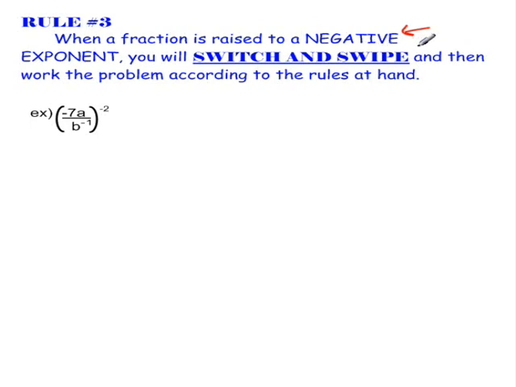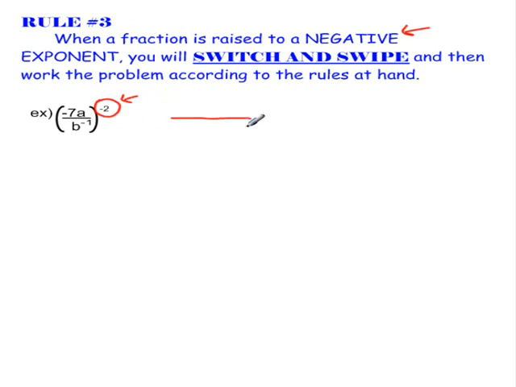So again, when a fraction is raised to a negative exponent, you will switch and swipe and then work the problem. Take this one example here. We've got negative 7a over b to the negative 1. And that entire fraction is raised to the negative 2 exponent. This is causing the problem. This fraction is raised to a negative exponent. When the outermost exponent of a fraction is negative, we're going to switch and swipe.